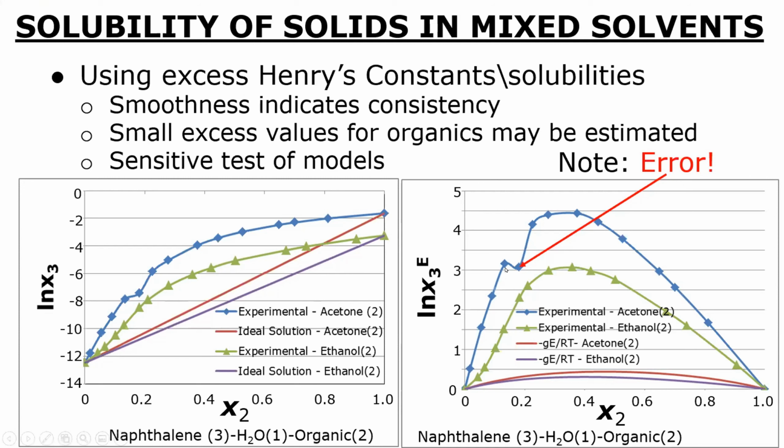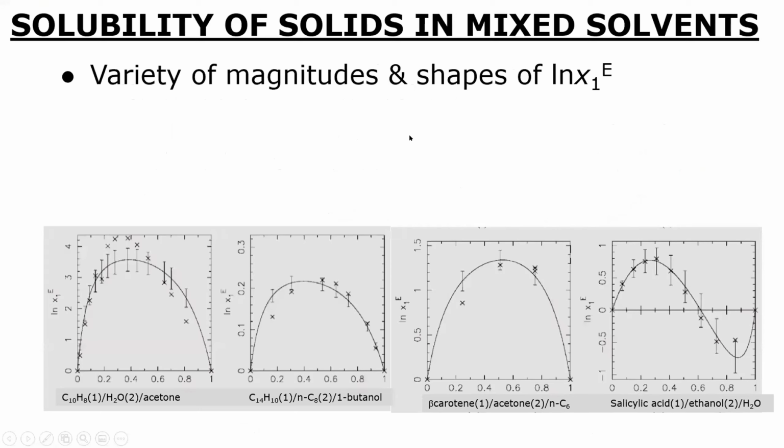So one of the things that this shows you is that if there's an error in the data of this kind, it appears very obviously. It's there, but it's not necessarily so obvious when you do the excess property. Now, there's a variety of shapes of the excess mole fraction. Here's a set of different components that you can see. Here's the data, and they're mostly positive, but not necessarily always.